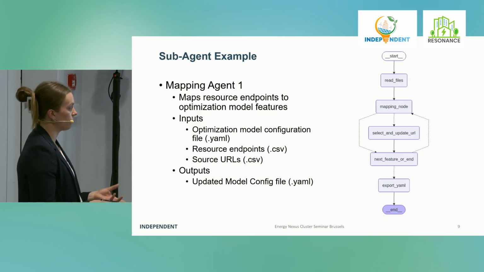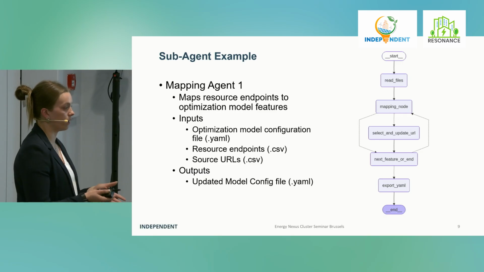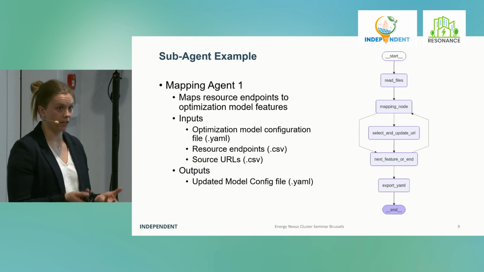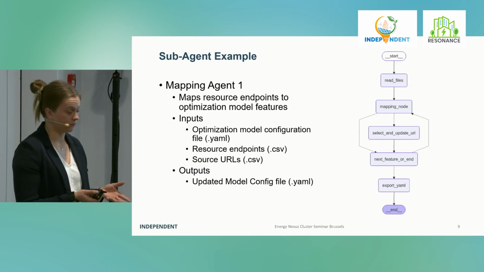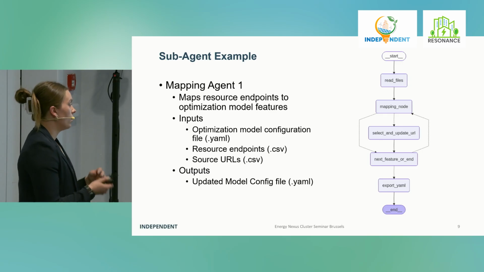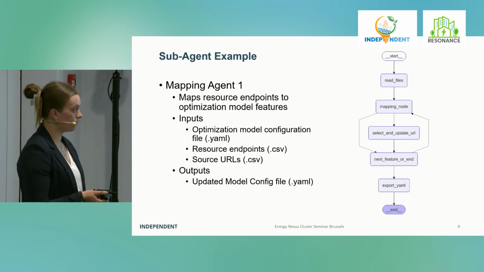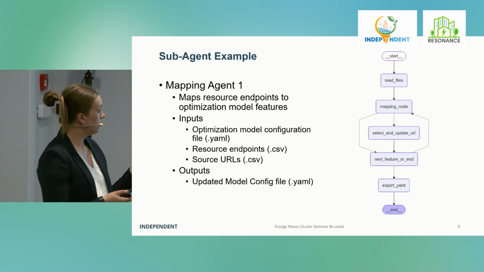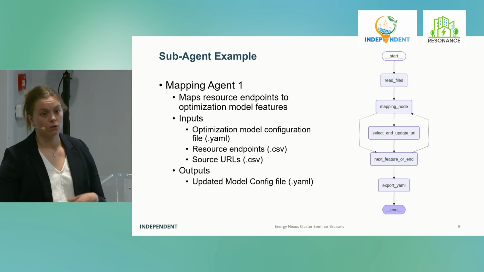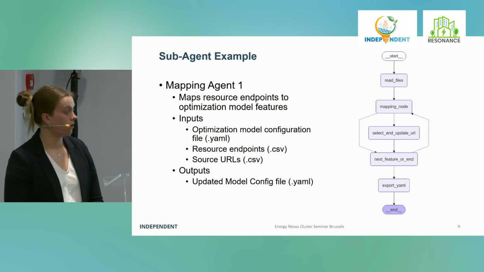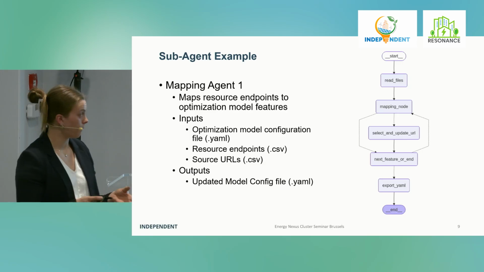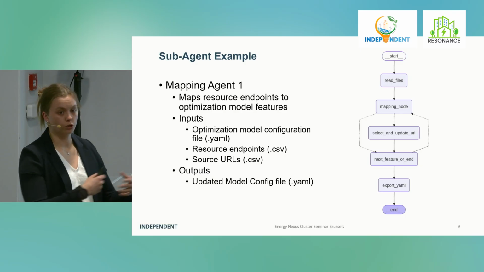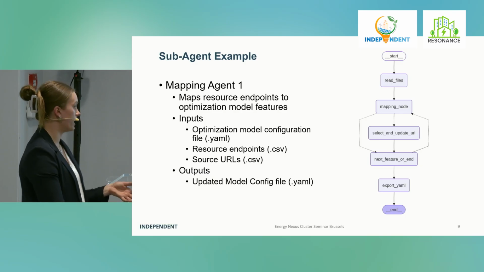And then we also need some source URLs from where to actually fetch the data through an API, if there is one. And then our agent updates the model configuration file. So we update the actual mapping between the resource and the endpoint, and it'll also update the source of where to find the data. And once the configuration file is updated, it is pushed forward towards the next agent.